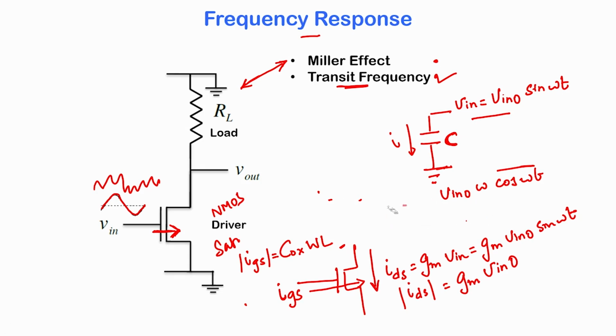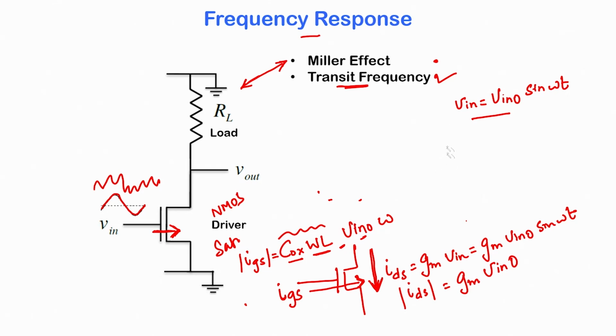Cox into WL, into Vin naught into omega. So, that is your total gate capacitance. This is the capacitance per unit area into the area, which is W into L, into Vin into omega. So, that is the total gate current. So, at high frequencies you now have a gate current going in, and you also have an IDS. Now, the transit frequency is the frequency at which IGS equals IDS.